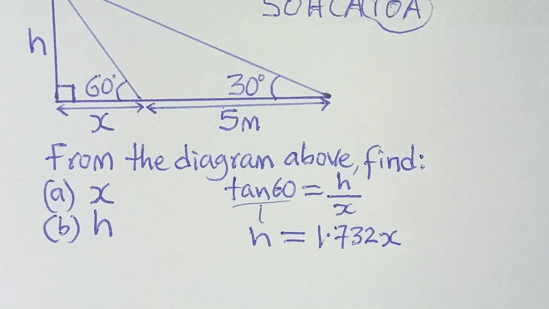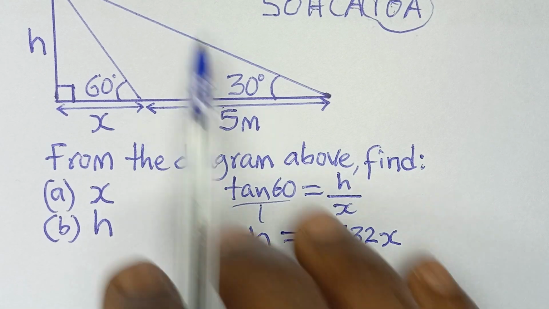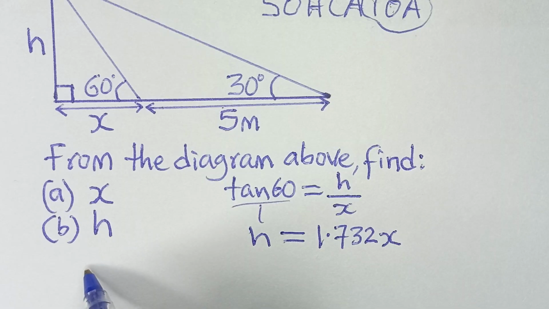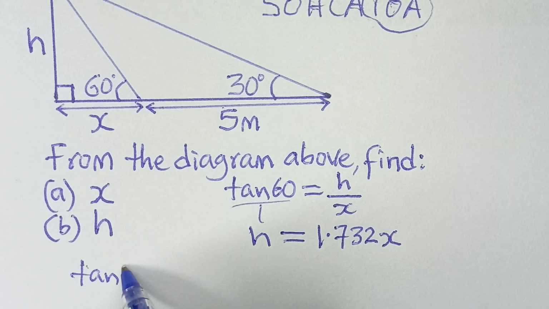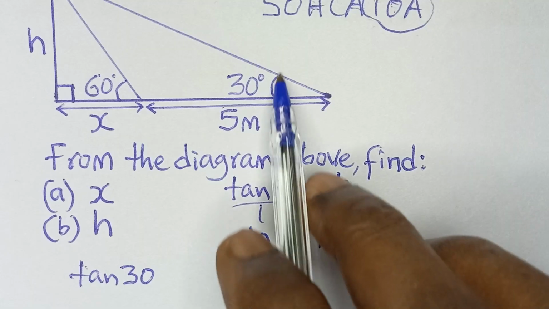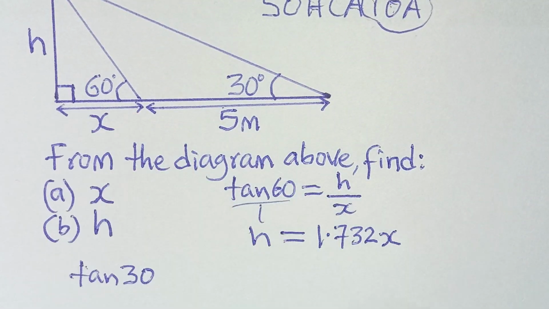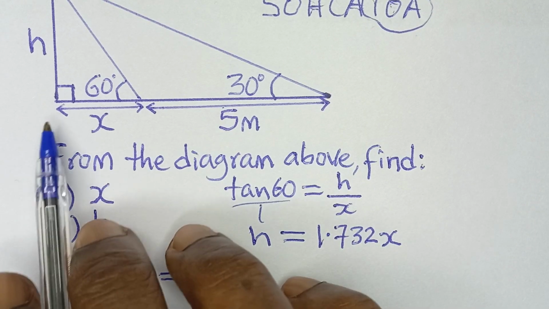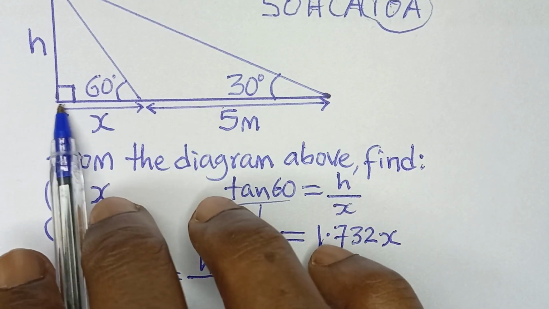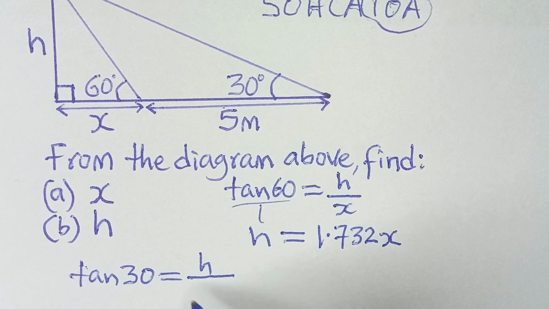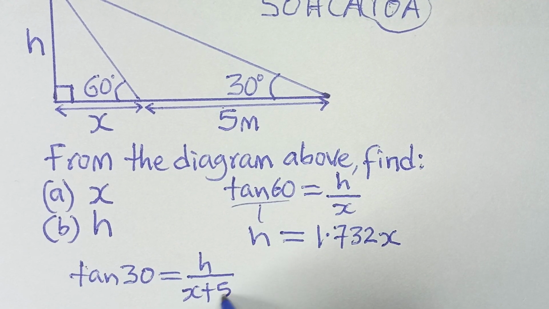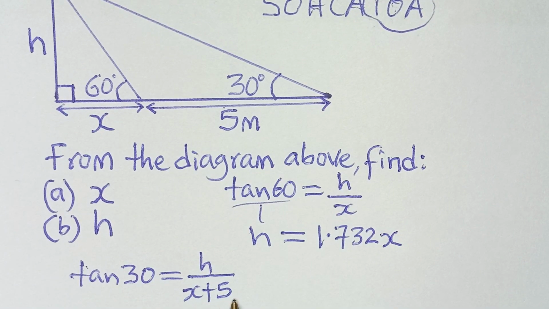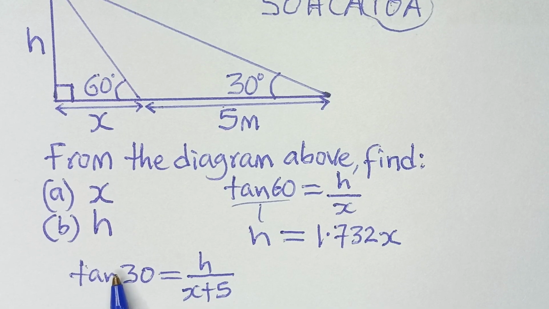Now let's move on to the larger triangle. Just like we handled the smaller triangle, if we use the larger triangle, this h is also the opposite side. So I'm also going to say tan 30 now, using the larger triangle. Tan 30 is equal to the opposite side, which is h, all over the adjacent side. So this is the adjacent side for the larger right angle triangle. So that part is given by x plus 5. Don't forget the full length here is this x added to 5. That is x plus 5. So this is the value for tan 30.